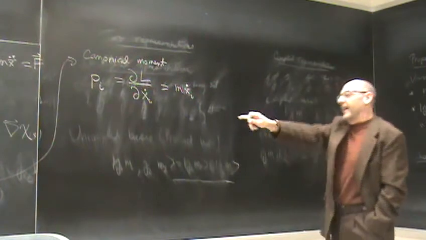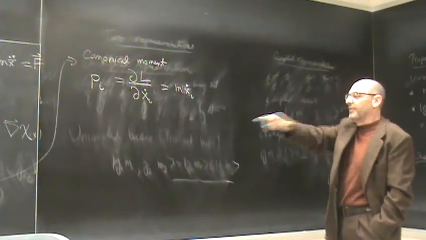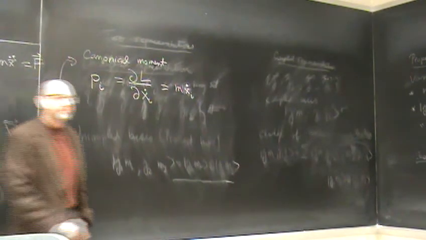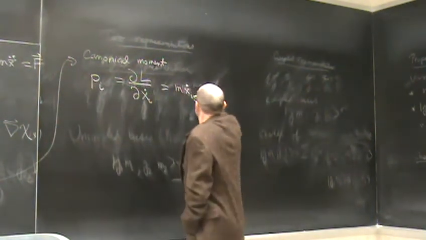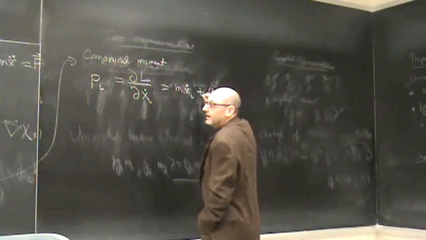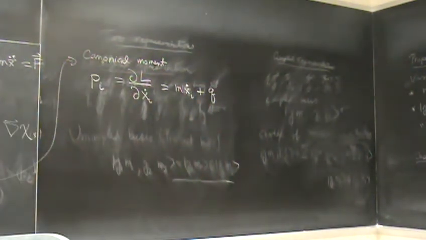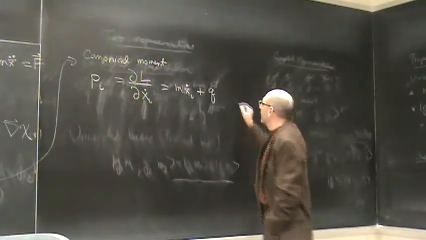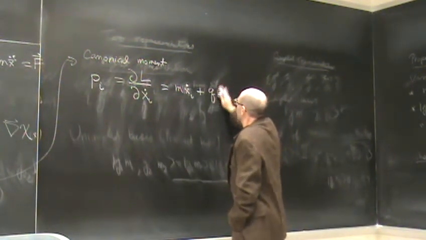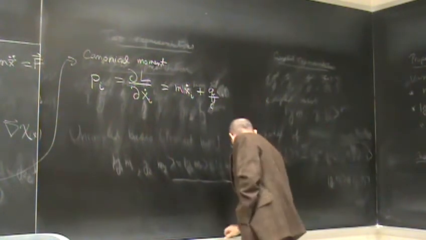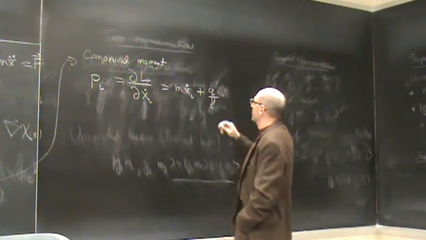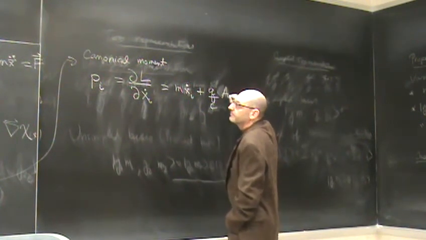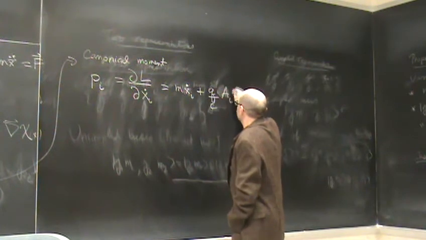And then what about that? Well, there's no x dot dependence here, but there is an x dot dependence here: plus q A sub i. Oh, and this, of course, is in CGS units. After my diatribe, how could I screw that up?